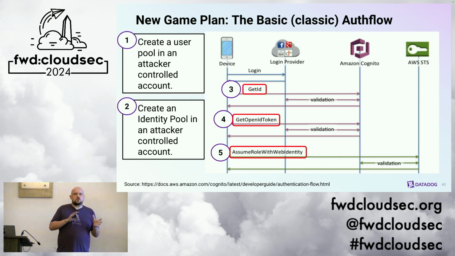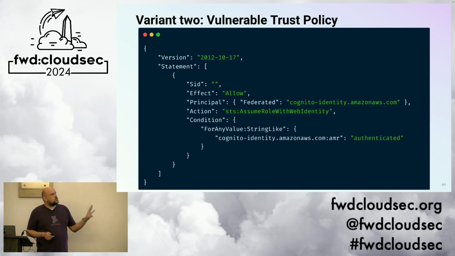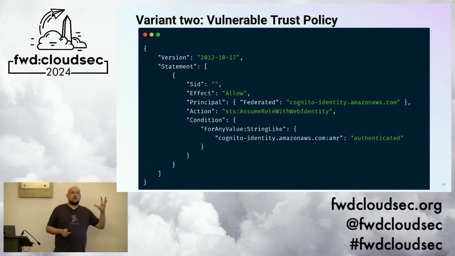All this condition is doing is checking you're authenticated to an identity pool, not that you're authenticated to a specific identity pool. And so we can refer to this as the variant 2 vulnerable trust policy. Again, anyone in the world could create an identity pool and then just jump into somebody's account that has this trust policy set.